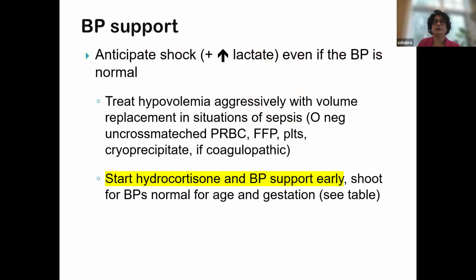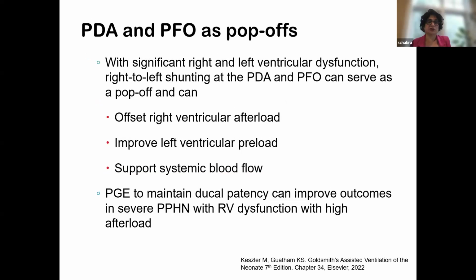Anticipate shock in pulmonary hypertension and increased lactate, and so treat hypovolemia aggressively with volume replacement, either normal saline or O-negative blood. And then because of coagulopathy, you may need a lot of blood products like fresh frozen plasma or cryoprecipitate. And then start hydrocortisone early and support blood pressure, because if you have a good systemic blood pressure, then it will be equal to the pulmonary pressure, or at least we don't want the pulmonary pressures to be suprasystemic.